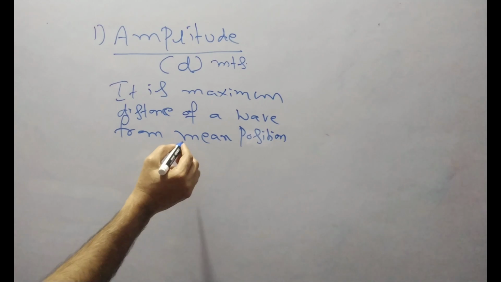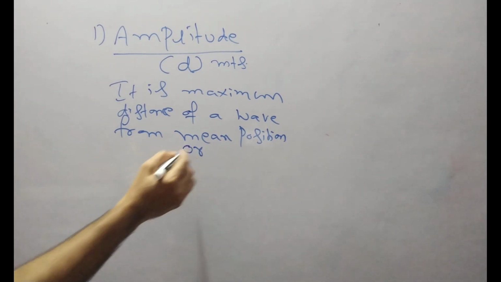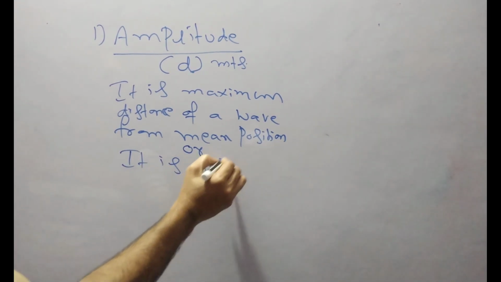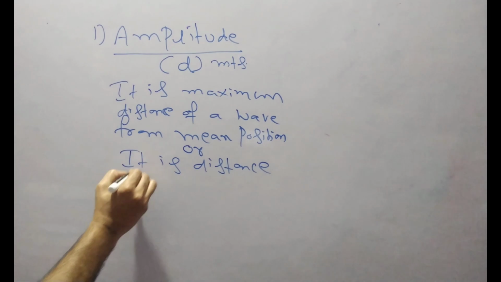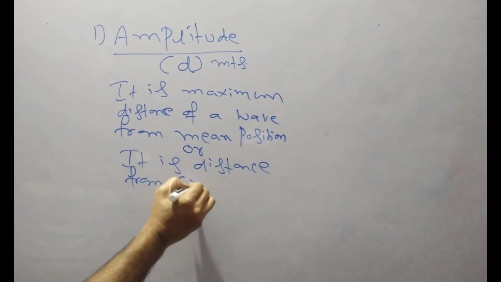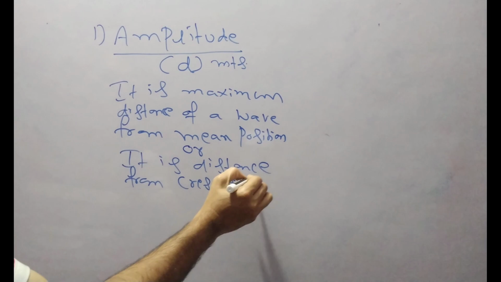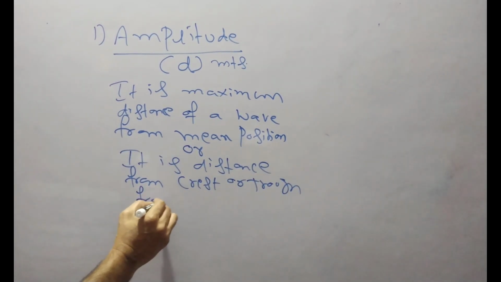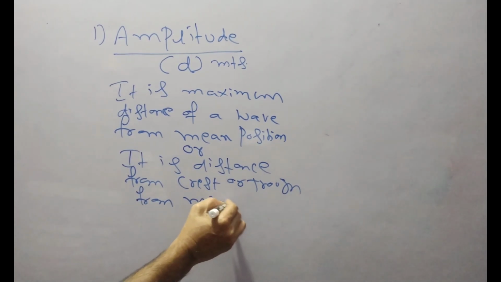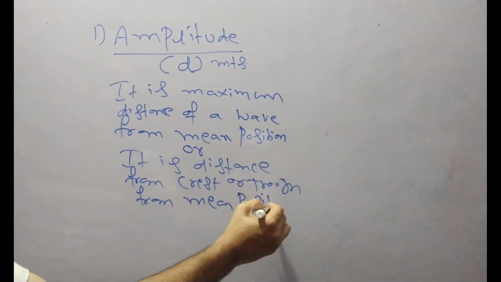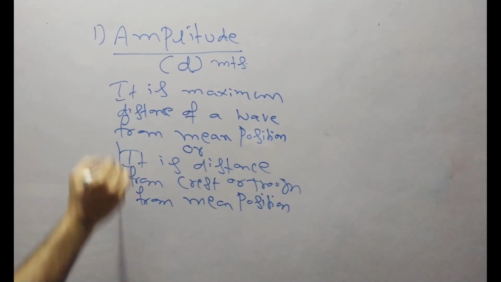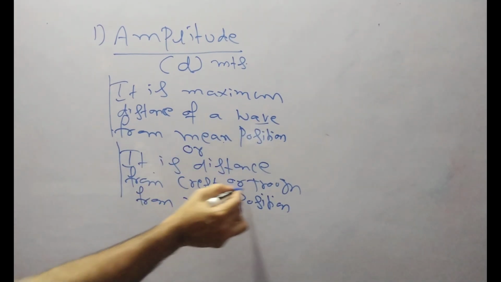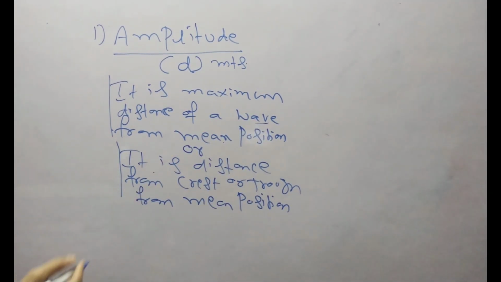Or we can write the same definition in another form. It is distance from crest or trough from mean position. So these are the definitions of amplitude: maximum distance of a wave from mean position, or it is distance from crest or trough from mean position, right?